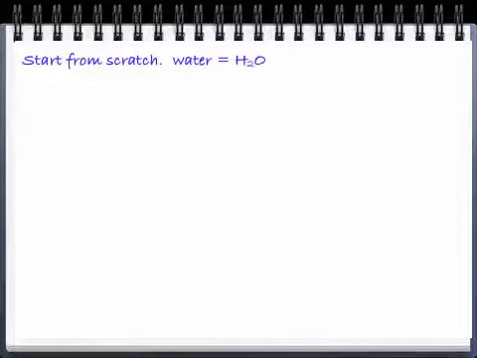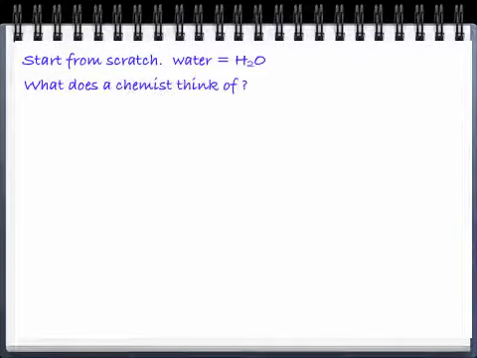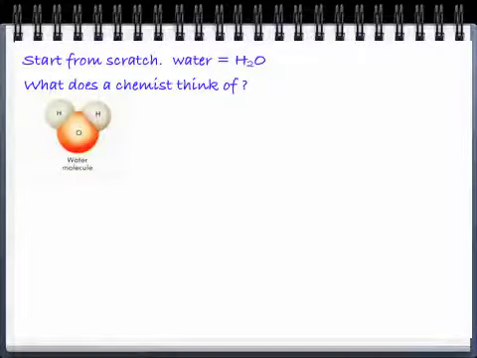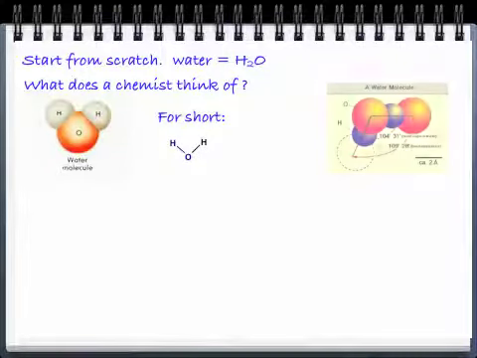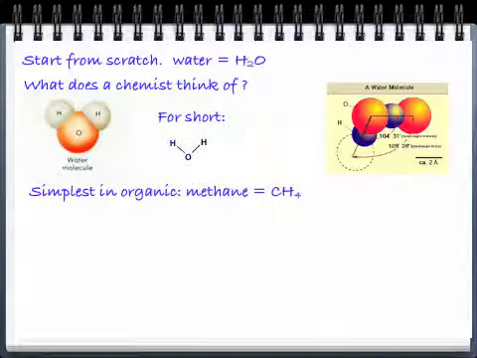Most people know that the formula for water is H2O. Now, what does a chemist see when he sees that formula? You think of this space-filling model, which shows the oxygen atom bound to two hydrogen atoms. Write that for short with these chemical bonds. Of course, it can be very complicated, and the reason for the nonlinear nature is understood, but we don't need to know that. Let's start simply in organic chemistry with methane.